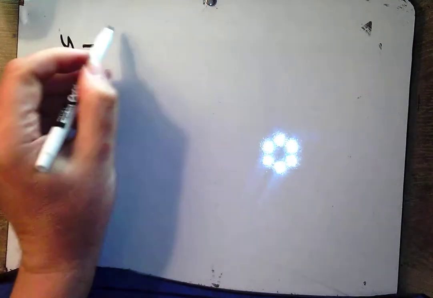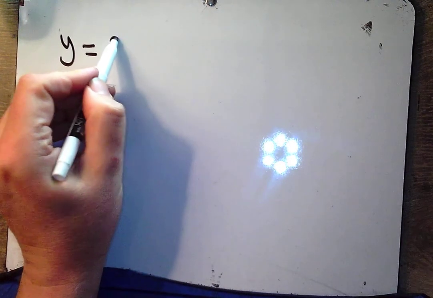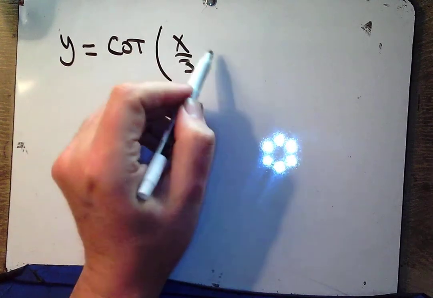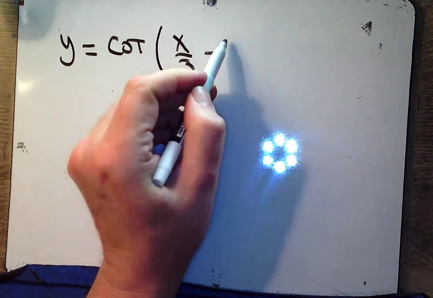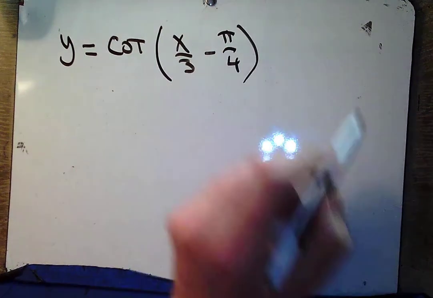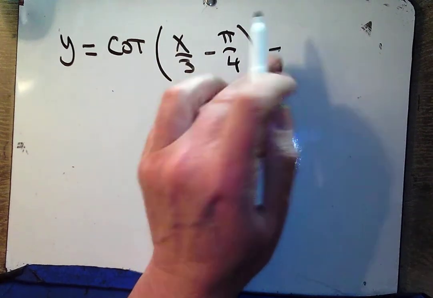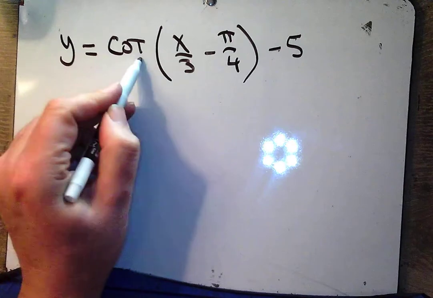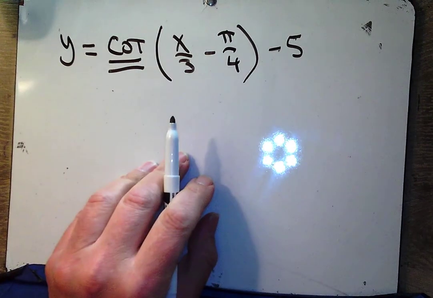Okay, how about a cotangent? Y equals cotangent of x over 3 minus pi over 4. I'm doing a lot of pluses. Let's do minus 5. So what was it that I was supposed to set the argument equal to here?